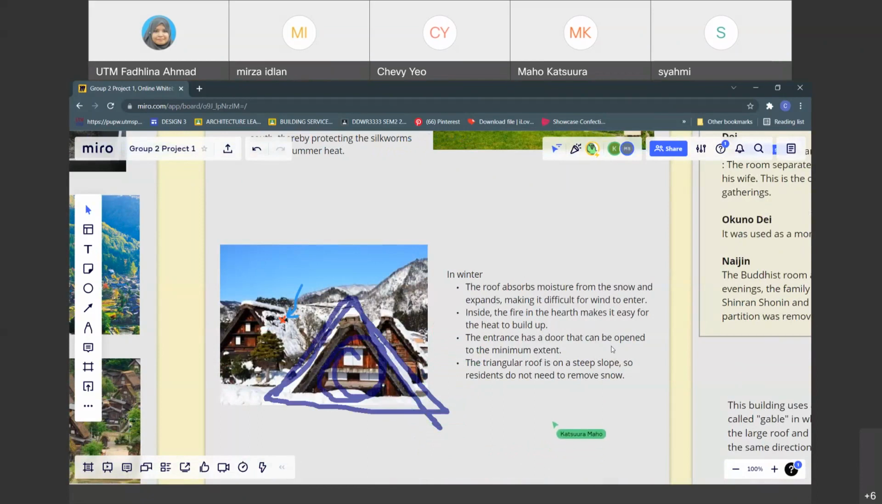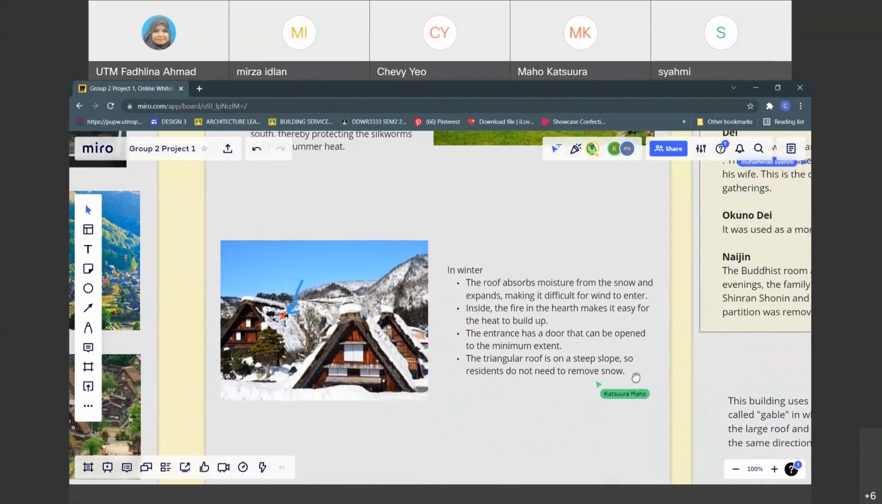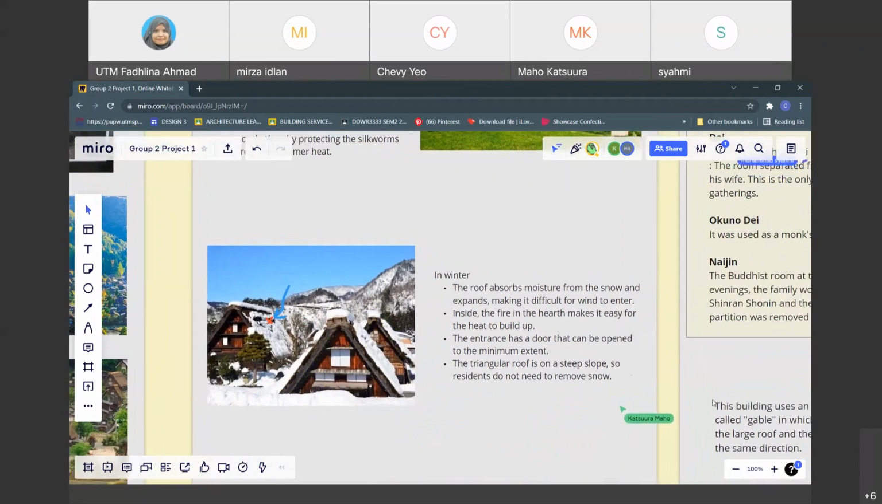In winter, the roof absorbs moisture from the snow and expands, making it difficult for wind to enter. Inside, the fire in the house makes it easy for the heat to build up. The entrance has a door that can be opened to the minimum extent. The triangle roof is on the steep slope, so residents do not need to remove snow.